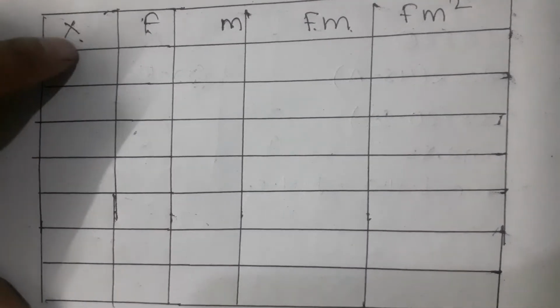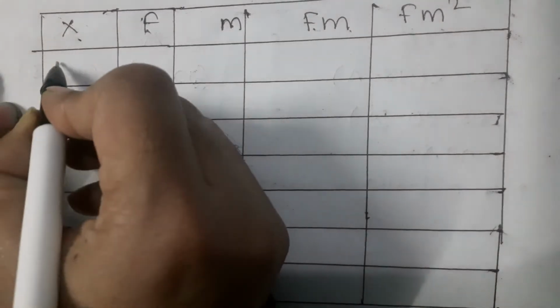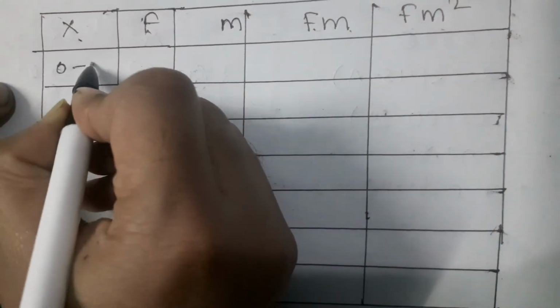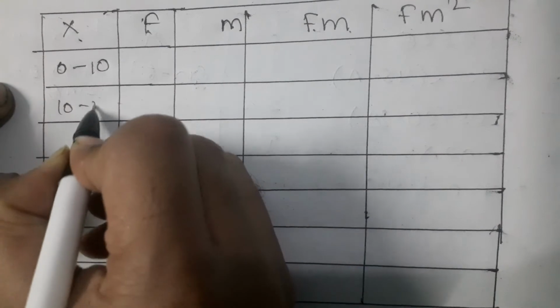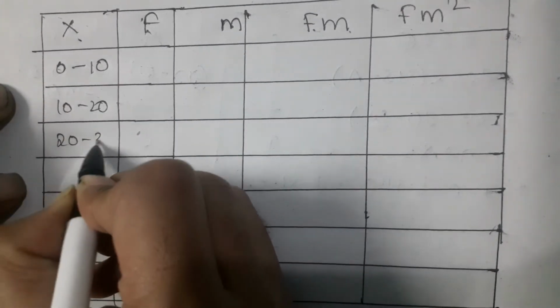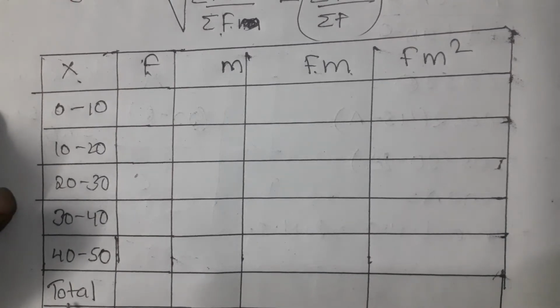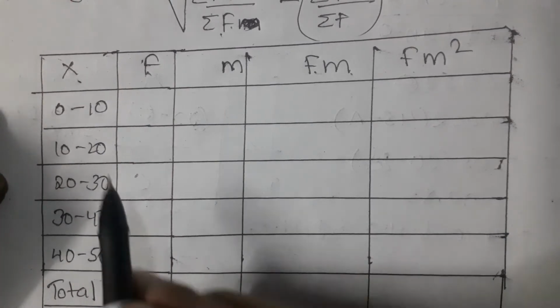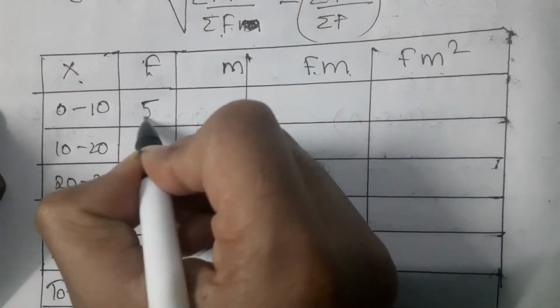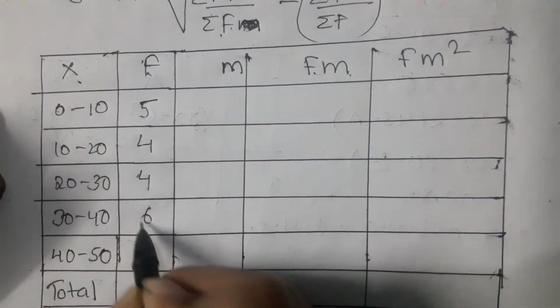These two things have already been given by the question, so I'm going to write them as they are from the question: 0 to 10, 10 to 20, 20 to 30, and 40 to 50, and the last one I'm writing as total. Then the frequency was also given by the question: that was 5, 4, 4, 6, 1.